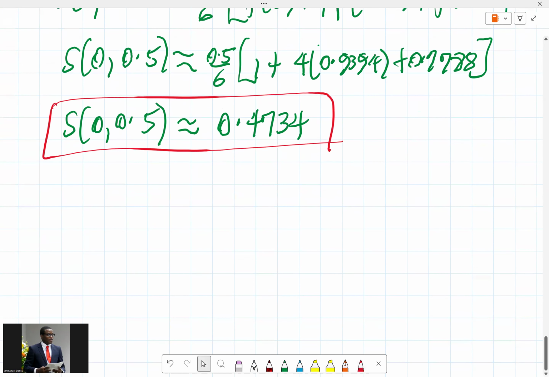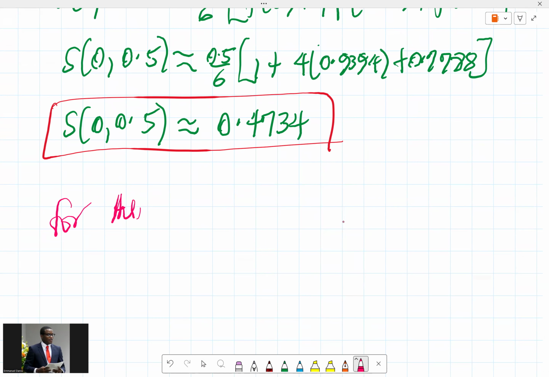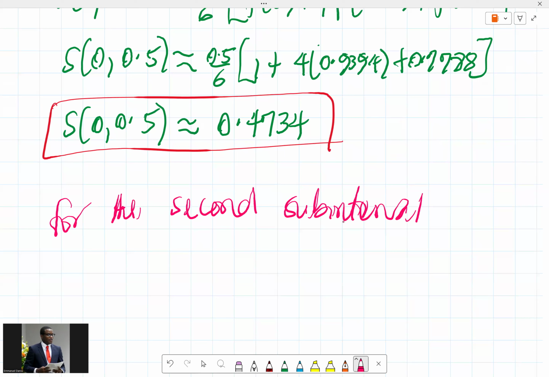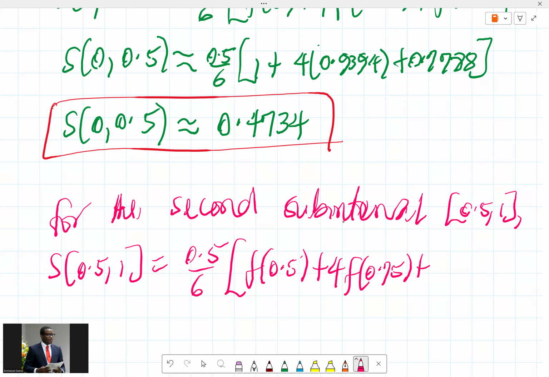So the next thing is, for the second subinterval, which is 0.5 comma 1, S of 0.5, 1 would just be 1 minus 0.5, which is still 0.5, divided by 6 into f of 0.5, the beginning, plus 4 f of 0.75, that's 0.5 plus 1, which is 1.5, halved, 0.75, plus f of 1.